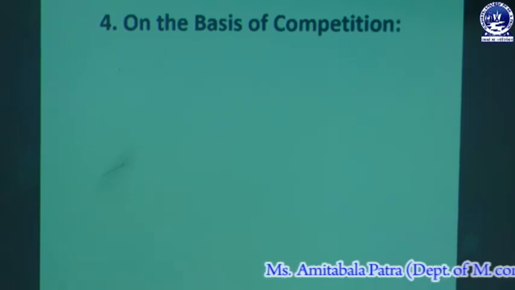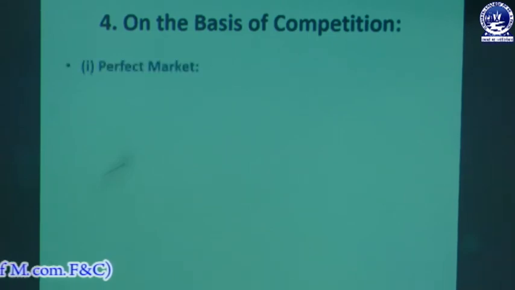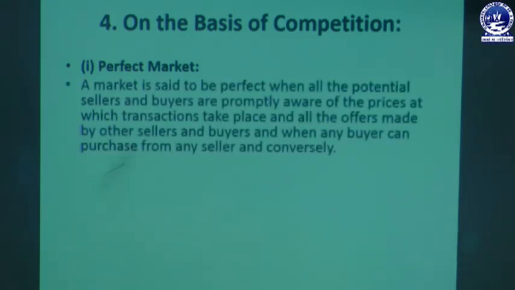Another basis of categorizing the market is on the basis of competition, and that could be two types, as we have said. That could be a perfect market competition or an imperfect market competition. A market is said to be perfect when all the potential sellers and buyers are promptly aware of the prices at which transactions take place, and all the offers made by other sellers and buyers, and when any buyer can purchase from any seller and conversely. That is what a perfect market is.